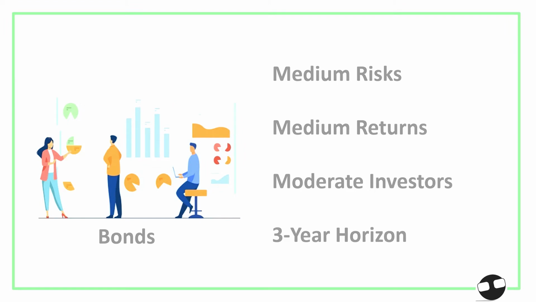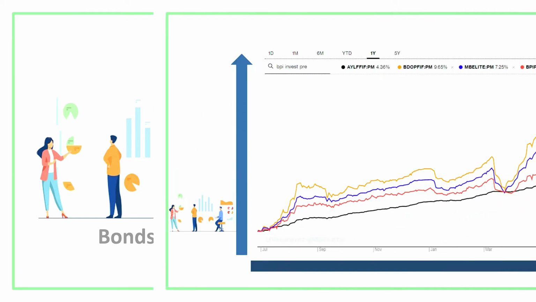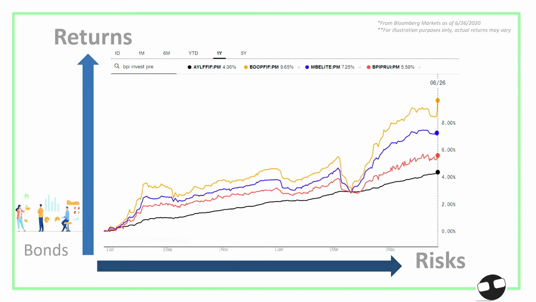How about bonds? Bonds are with medium risks, with medium returns for moderate investors, and the recommended horizon is actually 3 years. Now, for example, we have here 4 bond investments. Black from ALFM, the yellow is from BDO, the blue is actually from Metro Bank, and the red one is from BPI. So pag kinumpare mo yung lines nila, unlike sa money market, this time makikita mo very obvious na yung curves, and you have here up and then downward direction and then another rebound here.